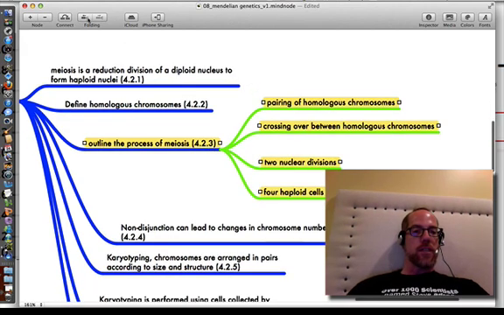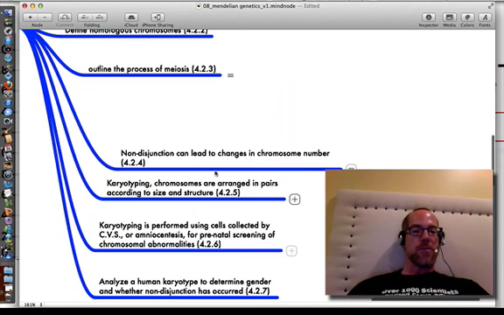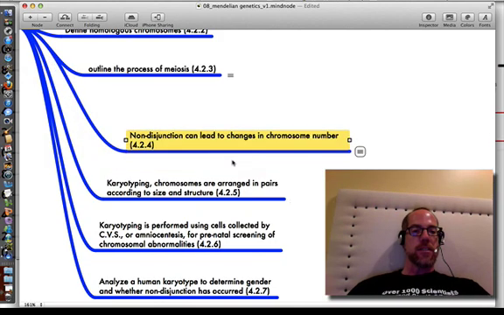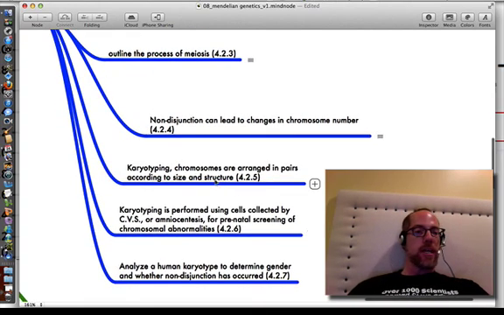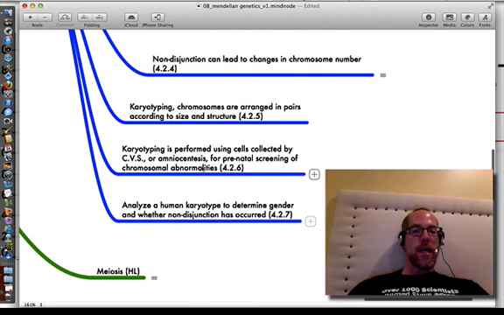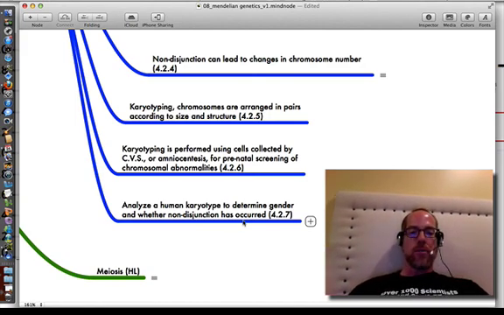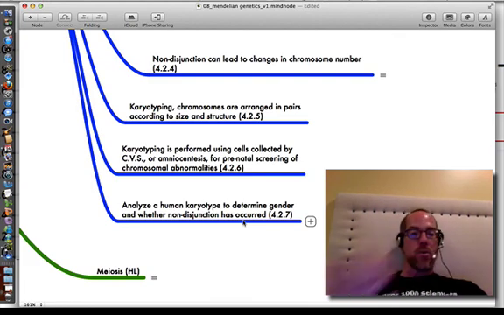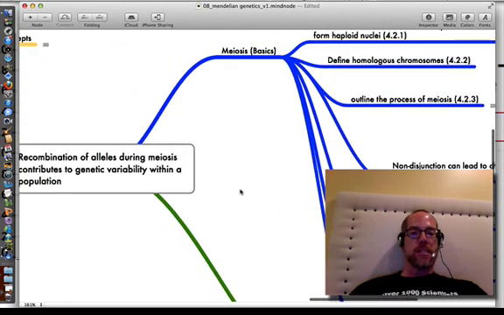Moving a little further into meiosis, you want to know what happens when things go wrong, and that leads us to this idea of non-disjunction, which we'll discuss Tuesday or Thursday or Wednesday or Friday. Also, some real simple stuff. Know what a karyotype is. Know why karyotyping is performed, and then be able to analyze a human karyotype to determine gender and whether non-disjunction has occurred. Just as a little quick review, I did this this morning with 4th block. That took us like 17 seconds. So that's the basics of meiosis.